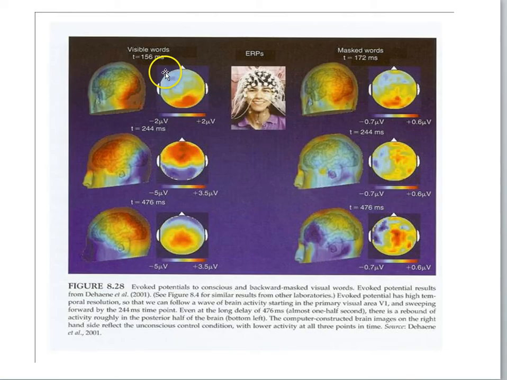Now, notice over here for the masked word, so again, the word tree followed by some string of characters within the 50 millisecond window, we have early activity in the visual cortex, so the brain seems to be processing the word tree here for some amount of time. However, you don't see that big spreading activation towards the frontal cortex and then subsequently towards the parietal cortex. So again, the masking condition seems to be preventing this spread of activity from the visual system to other parts of the brain, frontal cortex and parietal cortex, that seem to be correlated with a conscious perception of the word tree.